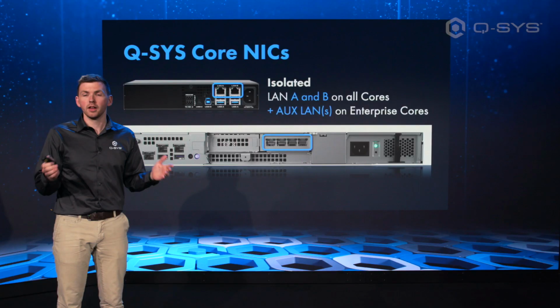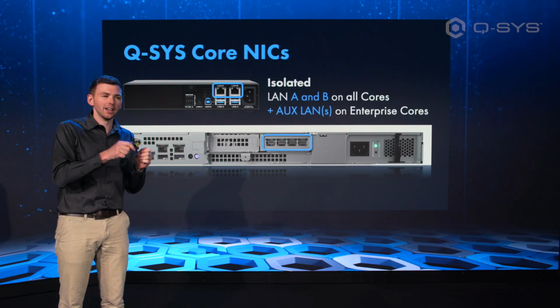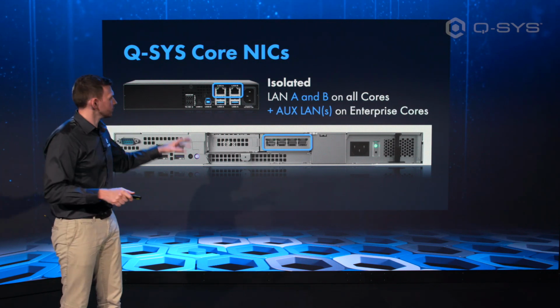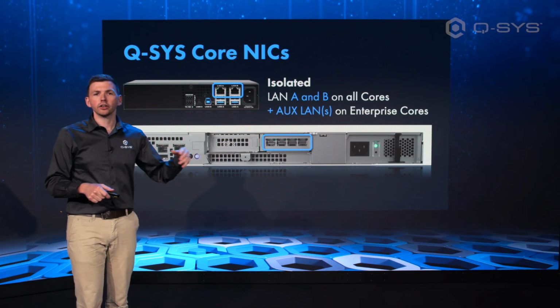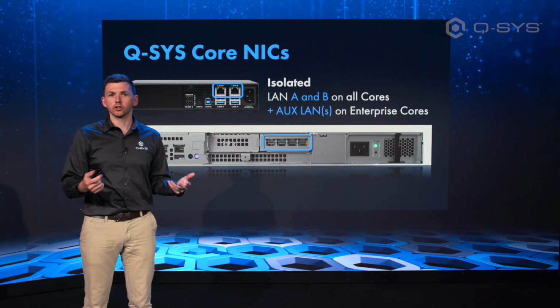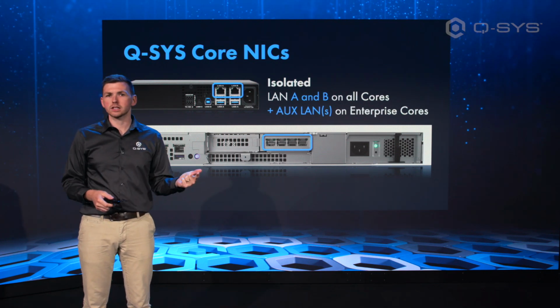LAN A is capable of doing all the protocols that Q-SYS can do all at once on that port if you want to do that. And that's the simplest from a configuration perspective. But it may be that you want to take certain things and put them on LAN B. And then you have the auxiliary LANs, which are for non-real-time media traffic. So maybe that's for control, internet, maybe VoIP traffic, that sort of thing.